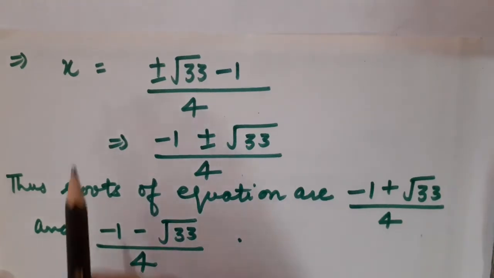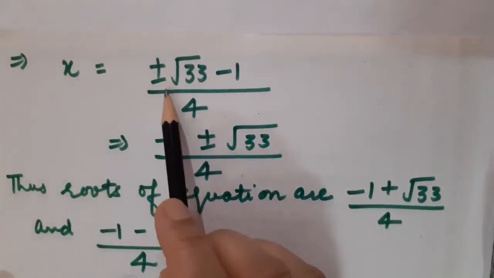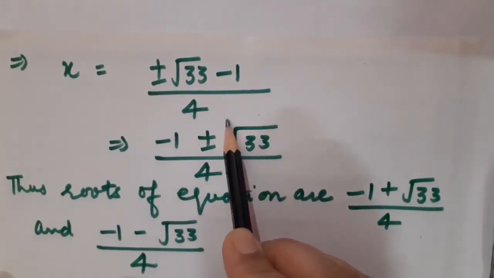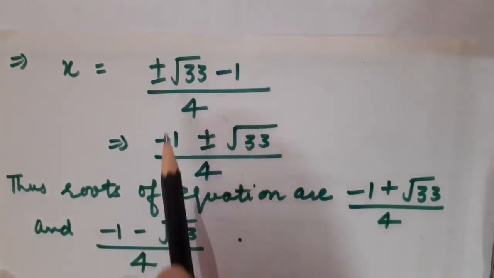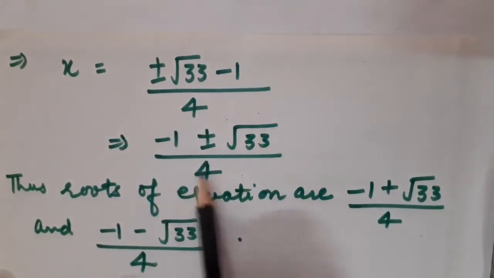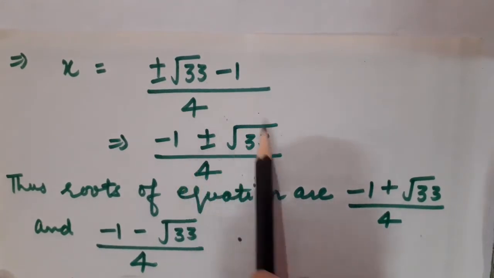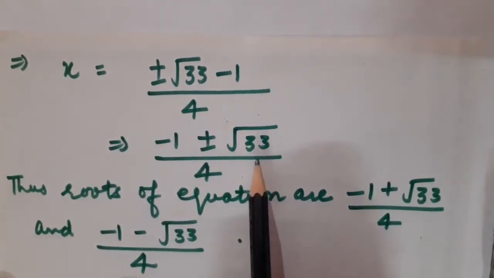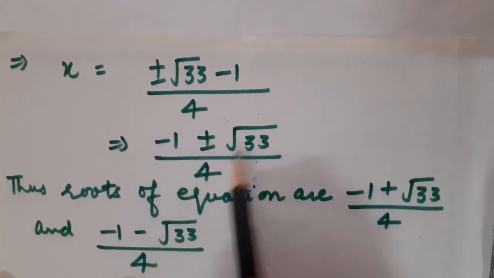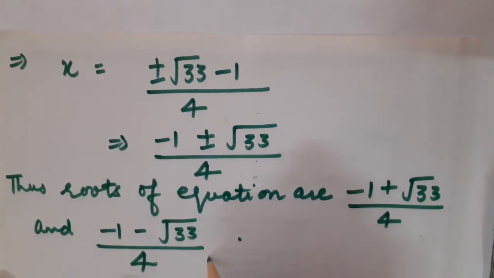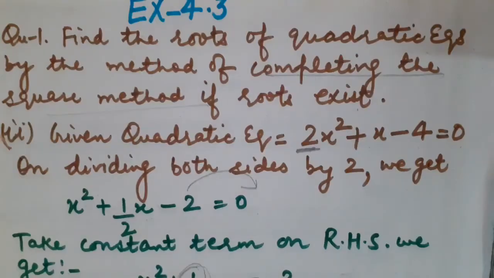So after simplifying, I have got x is equal to plus minus root 33 minus 1 upon 4 because 4 is taken as LCM. So can I write this expression like this? Minus 1 plus minus root 33 upon 4. So children, now you have to just let me know what are the two roots of the equation. So they are minus 1 plus root 33 upon 4 and minus 1 minus root 33 upon 4. Correct?